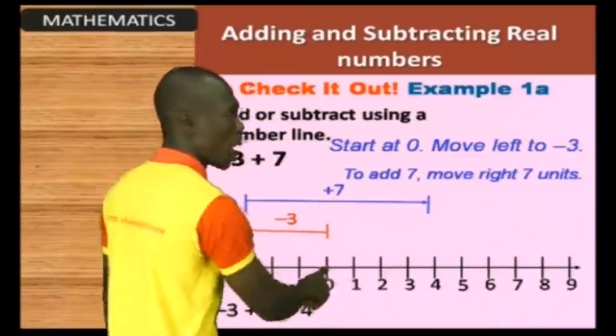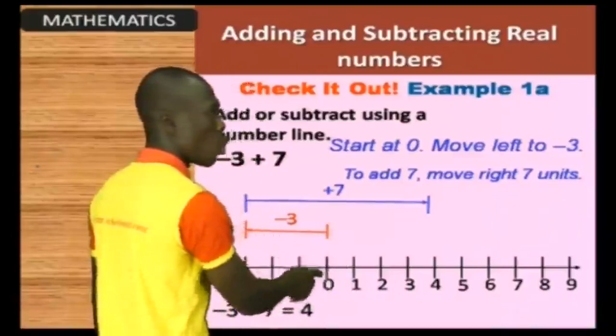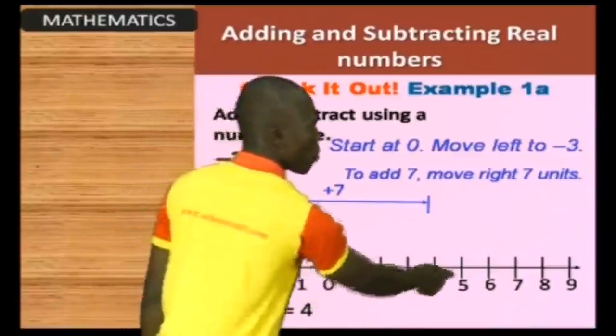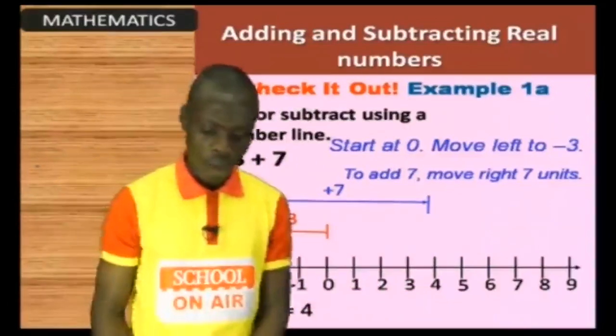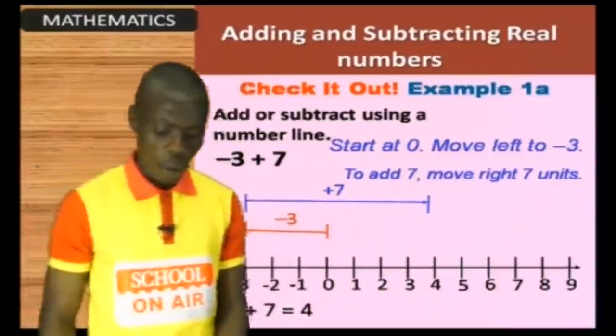I move to here. So that means I probably pay the 3 naira I'm owing, and then I have 1, 2, 3, 4. I now have 4 naira left. So my minus 3 plus 7 will give me 4 naira. So we have 4 as a result there.